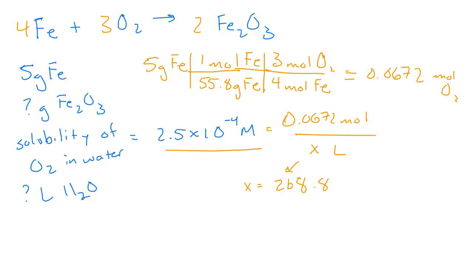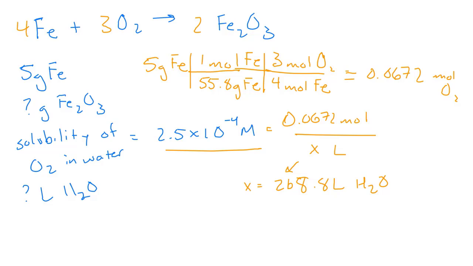268.8 liters of water. That was a tricky one, but the idea behind how you want to do it: you want to convert, using the solubility of oxygen in water. You're going to need to do something with oxygen. So you want to get the grams of the iron, convert it to moles of your oxygen, set that equal to your molarity, and then figure out your liters of water.